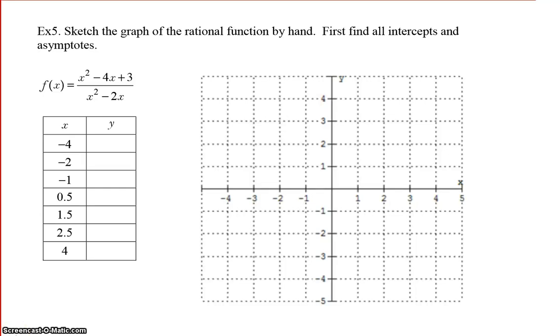Concluding now section 3.6, we'll look at example 5 as an example that will help us to summarize many of the things we've discussed in this section. And example 5 says, sketch the graph of the rational function by hand. First find all intercepts and asymptotes. What I'm going to do is scroll down here a little bit and do some work down below what you see in the current view, and then we'll fill everything in after we've done some of our preliminary work here.